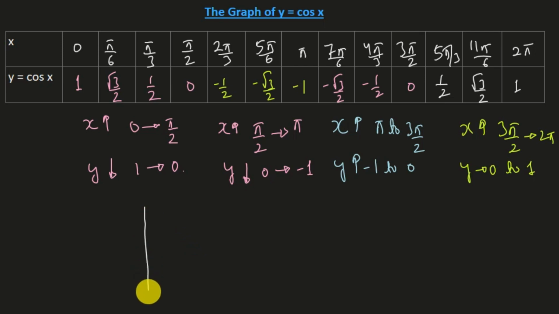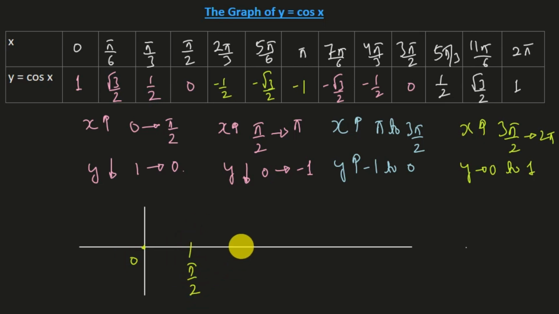So this is the y-axis I can take. This would be the x-axis I can take, right? Now this is 0 here. Here we have pi by 2, then pi, then 3 pi by 2, and 2 pi. These are the 5 key points. Now when x is 0, y is 1. So here I can take 1. Here I can take -1. So this is the first key point.